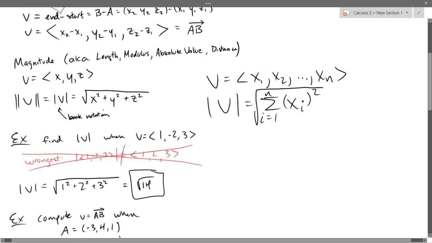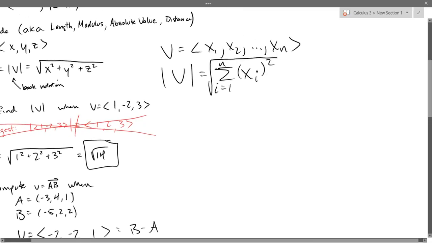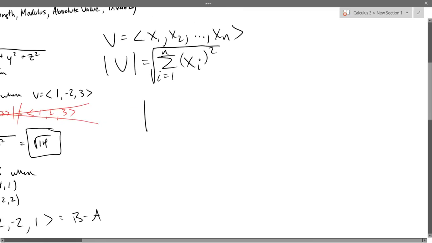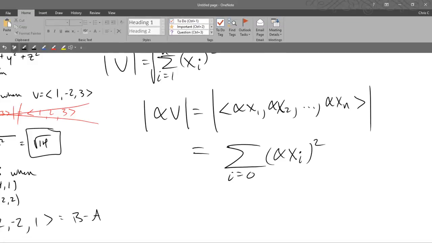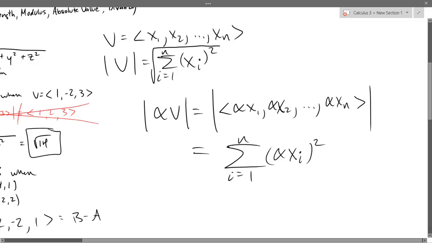So we'll use this idea, and we'll look at alpha times v. So it's easy to write down in summation notation. This will be alpha x i squared, i equals, not zero. It's not computer science. Start at 1 to n, square root that whole thing. All right, so I just used our little summation form for magnitude right there.